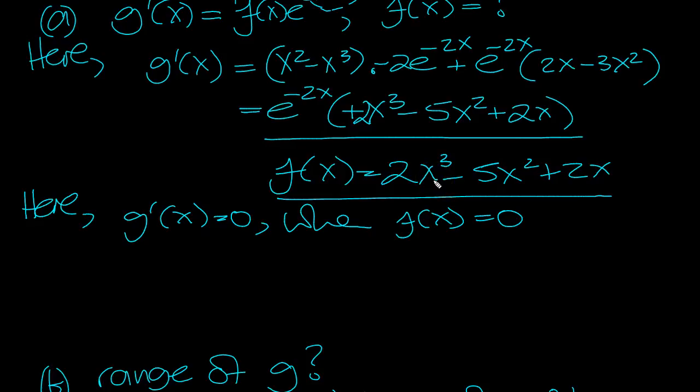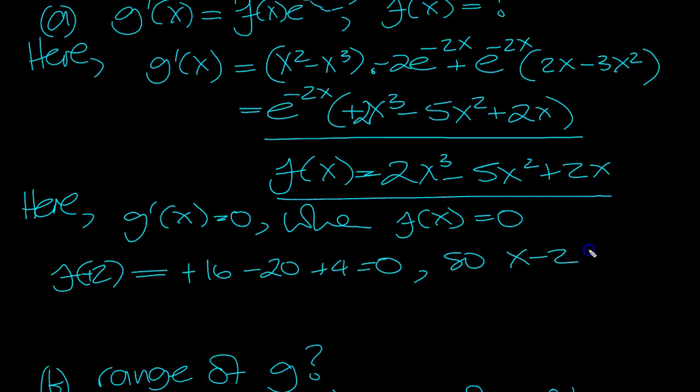What about 2? Looks promising, doesn't it? Because you'd get minus 16 minus 20. So that would, what about f of minus 2? Minus f of 2, oh sorry, you'd get plus 16, wouldn't you? Because that's an equal. Oh, we're okay. f of 2 is 16 minus 20 plus 4, which equals 0. So x minus 2 is a factor.